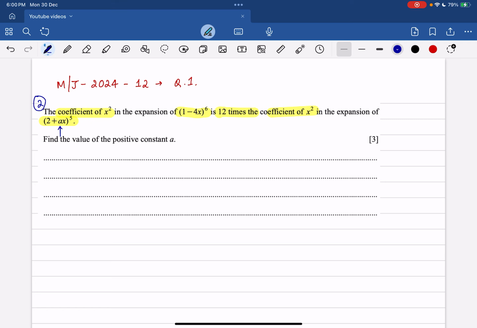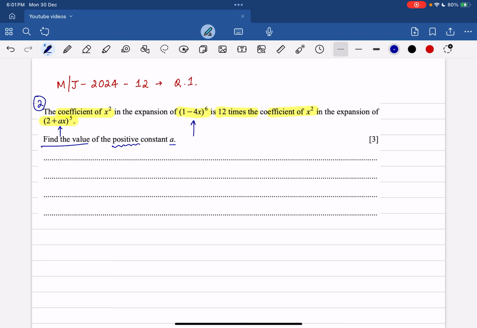Now they are asking for a positive constant, very important. The most important term in the whole of the question is positive constant a. We tend to only read find the value of a. We miss out on reading positive constant. Please don't do that in the exams. It will cost you 1 mark at least. Out of the 3, if it costs you 1 mark, you're already 1/3 away, right? Okay. Let's go for this.